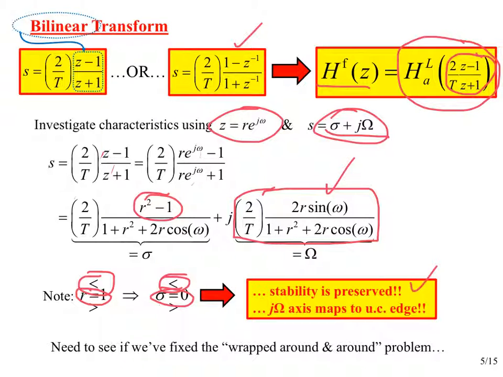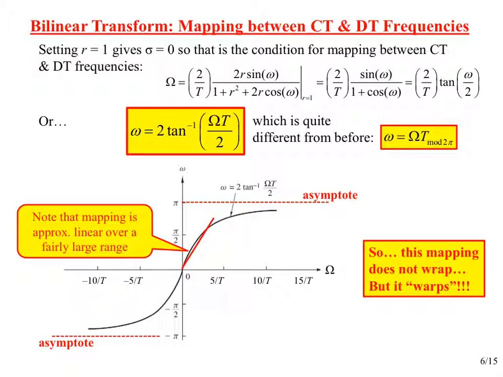So now the last thing we need to check is this wrapping issue. So have we fixed the fact that the j omega axis in our previous mapping wrapped around and around the unit circle, which was not so good. So let's look at how the frequency values in continuous time and frequency values in discrete time are connected to each other.